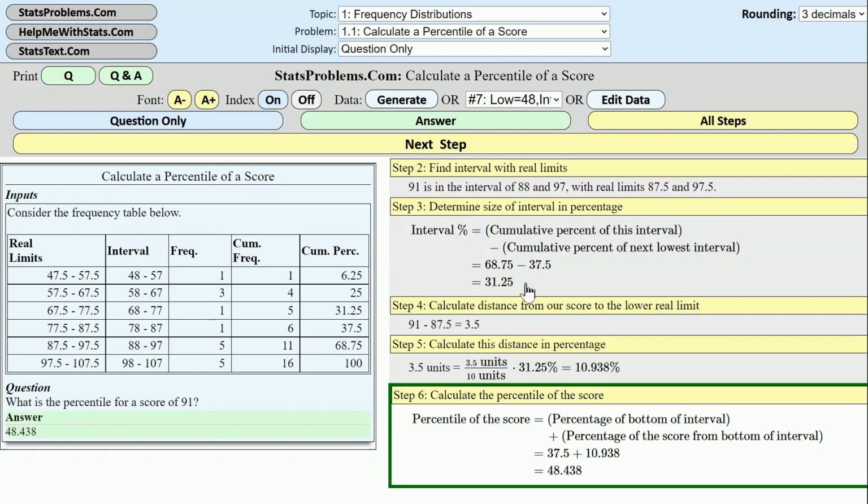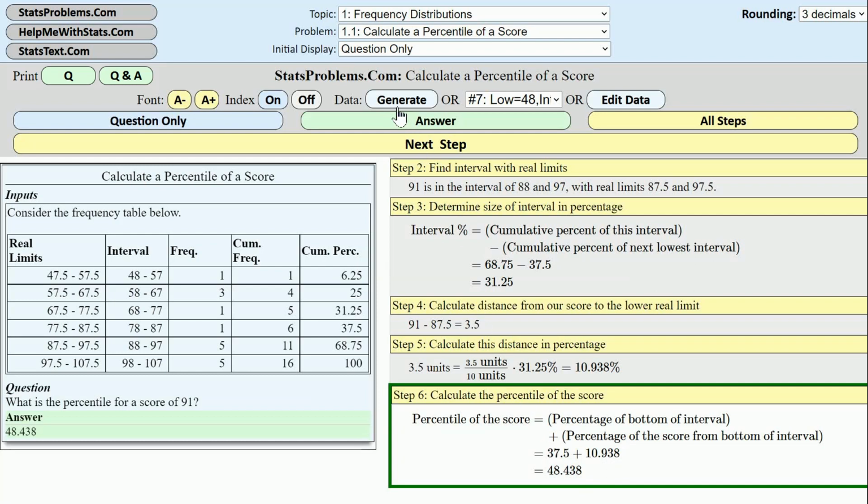In Step 6, we calculate the percentile of the score. The percentile of the score is the percentage of the bottom of the interval, 37.5, plus the percentage of the score from the bottom of the interval, 10.938, which works out to 48.438.